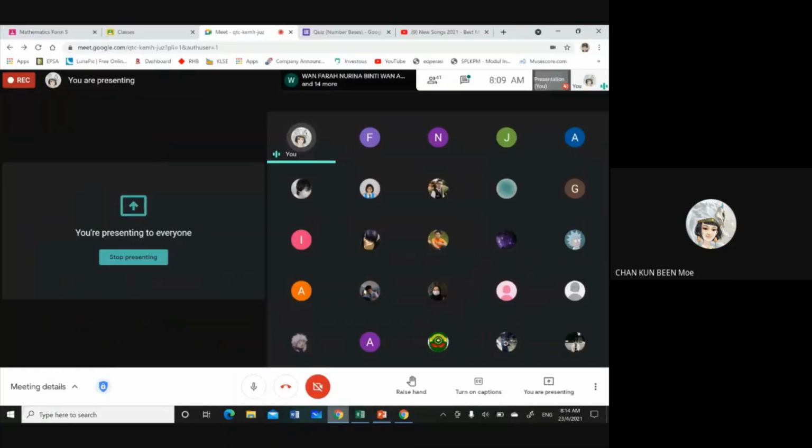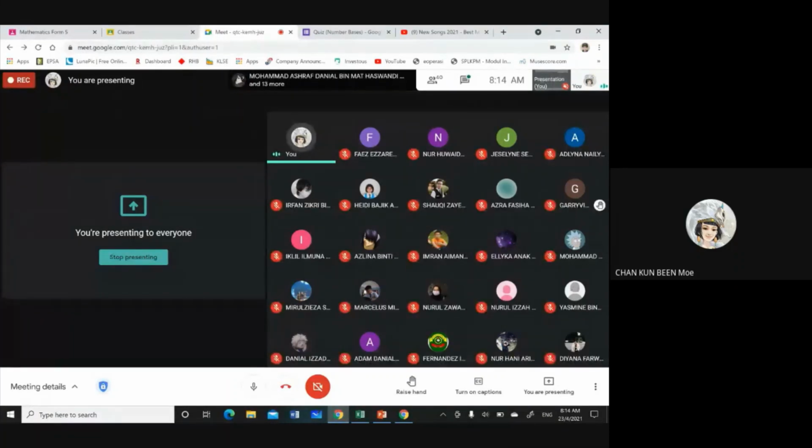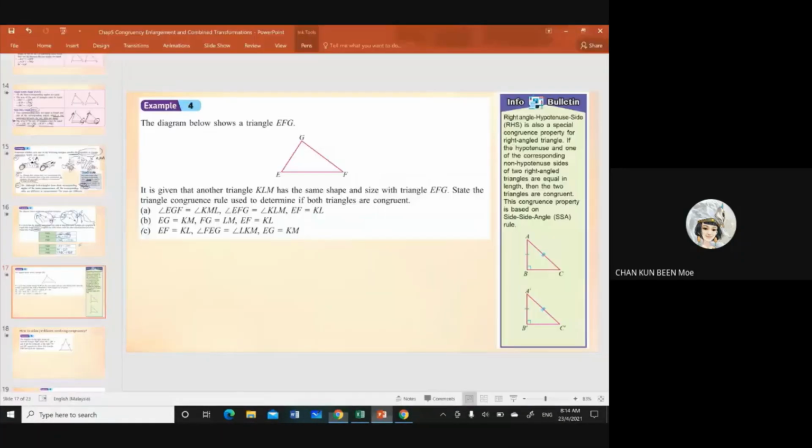Now let me ask somebody to read this. Adam. Okay, Adam is here. Adam, can you help to read? The diagram below shows a triangle EFG. It is given that another triangle KLM has the same shape and size with triangle EFG. State the triangle congruence rule used to determine if both triangles are congruent. Okay, thank you very much. Nice voice, right?